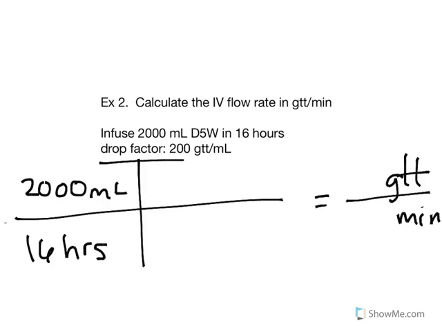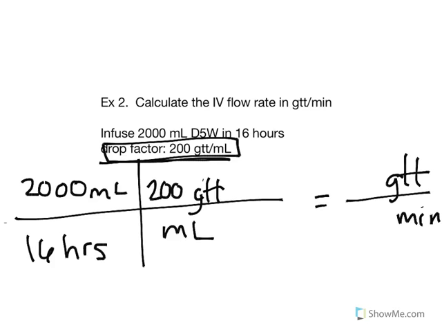I'm going to use my drop factor, which says 200 drops per milliliter. I'm going to put the 200 drops on top. I'm going to put the milliliter on bottom, noticing that my milliliters cancels with my milliliters. That guides my math. Now what I have on top is drops. That's what I want. What I have on bottom, though, is hours. And what I see in my answer, I need to turn that into minutes.